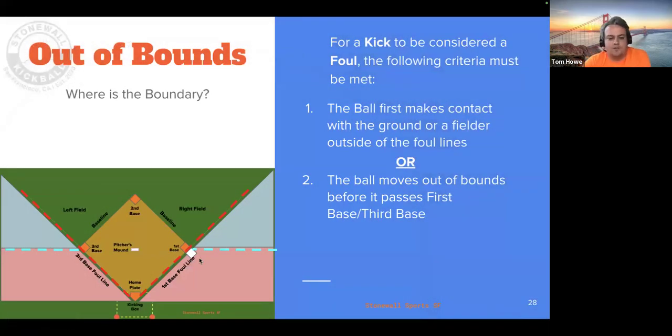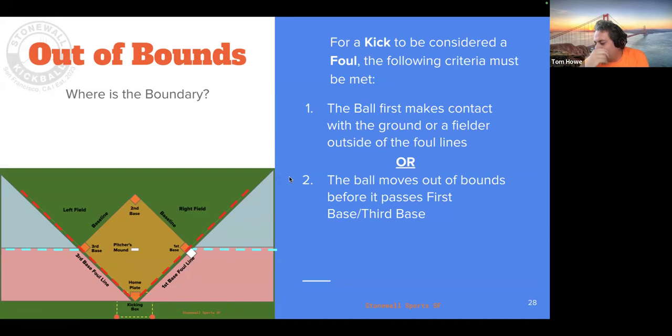So what constitutes a foul ball? Any ball that makes contact with the ground or a person for the first time in any of the shaded area, or a ball can be foul if it rolls from the fair territory, so the non-shaded area, and into the red shaded area. Excuse me, the coral shaded area.